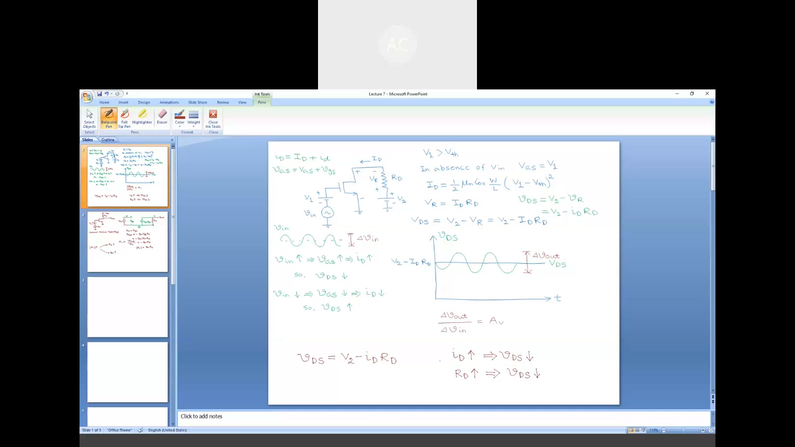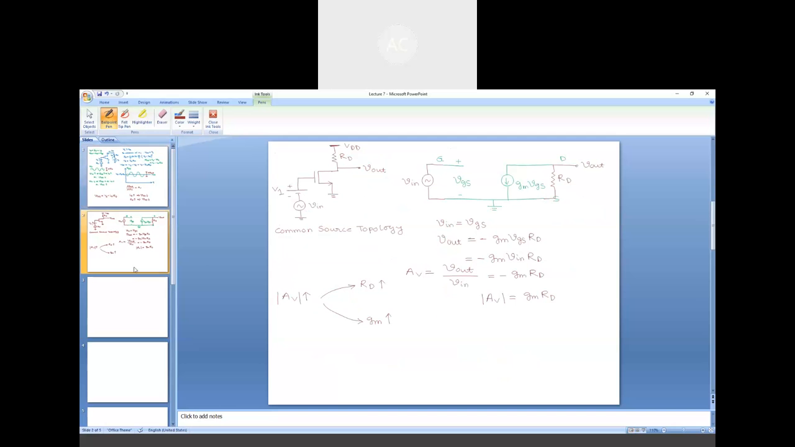Therefore, increasing RD to enhance the gain of the amplifier is not a good solution for us. You cannot increase RD indefinitely to increase the gain of this particular amplifier. You can increase it to a certain extent. Then what option is available to you? You may increase the value of gm.